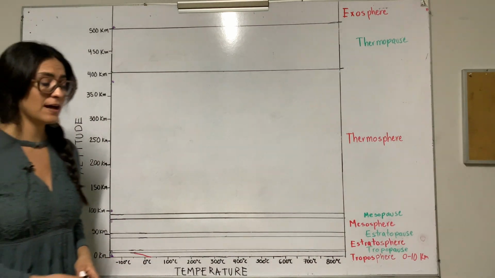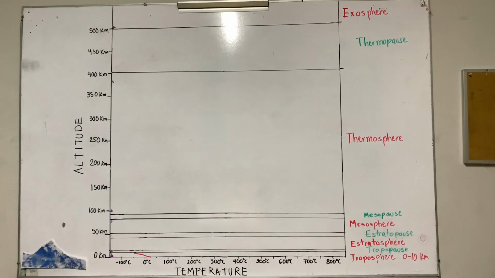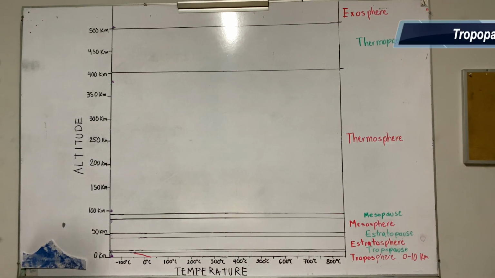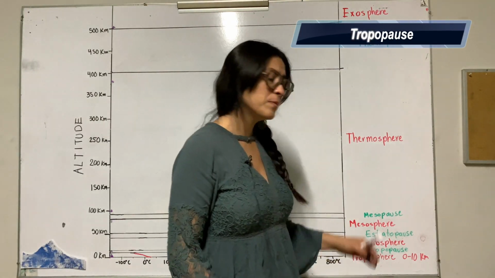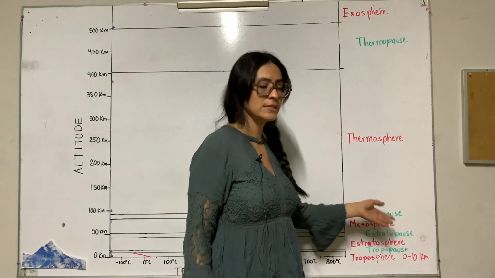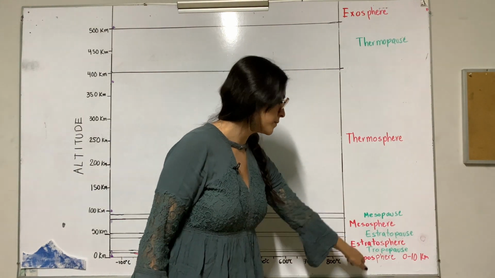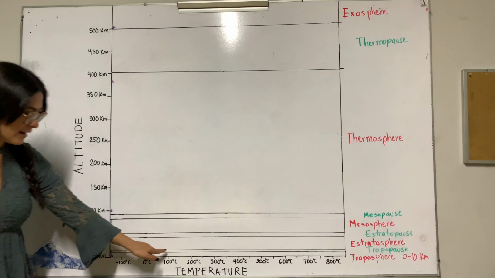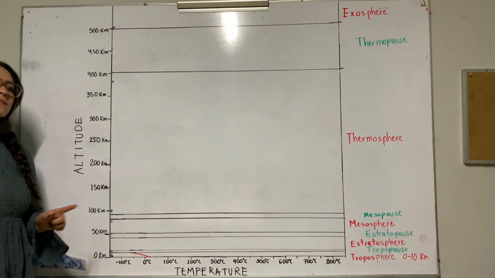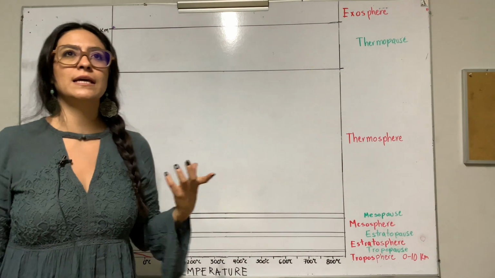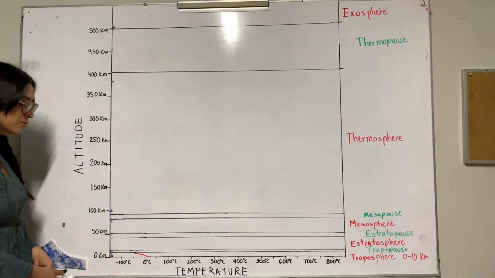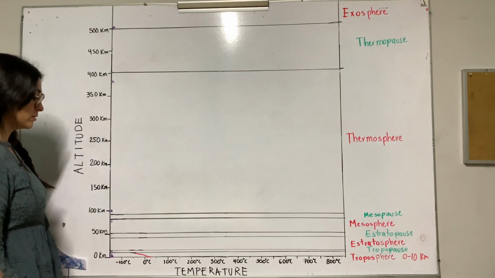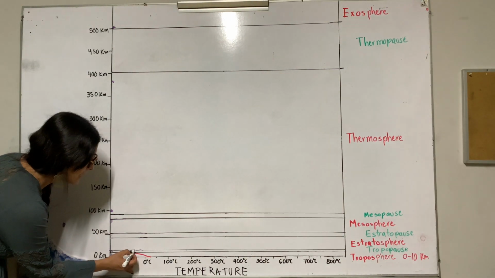Then we have a transition zone that is called the tropopause. The tropopause is not that thick, it's only between 10 and 12 kilometers. The tropopause is here, and in that layer something interesting happens with the temperature. The temperature is not going up or down, it remains kind of stable.